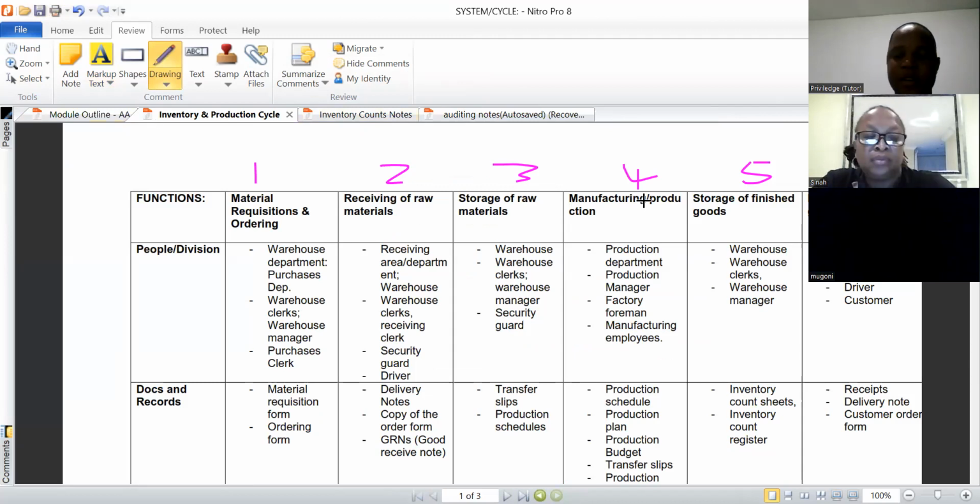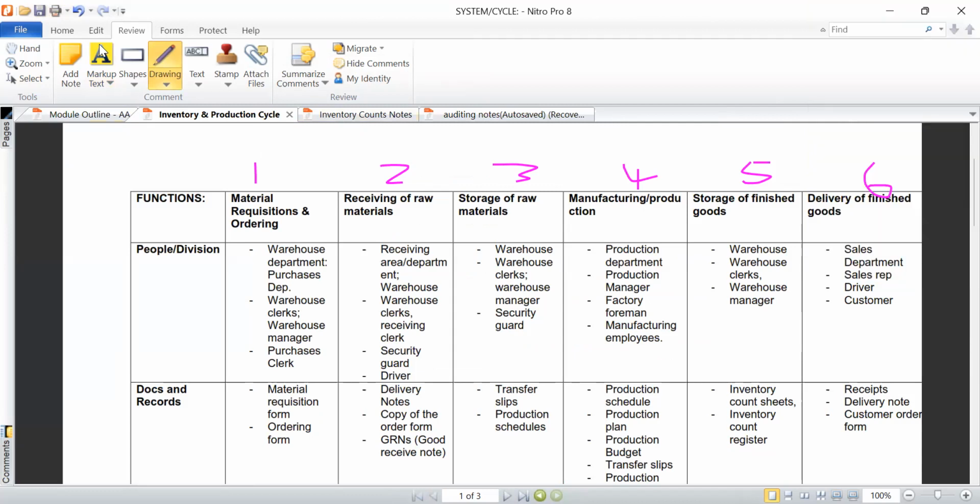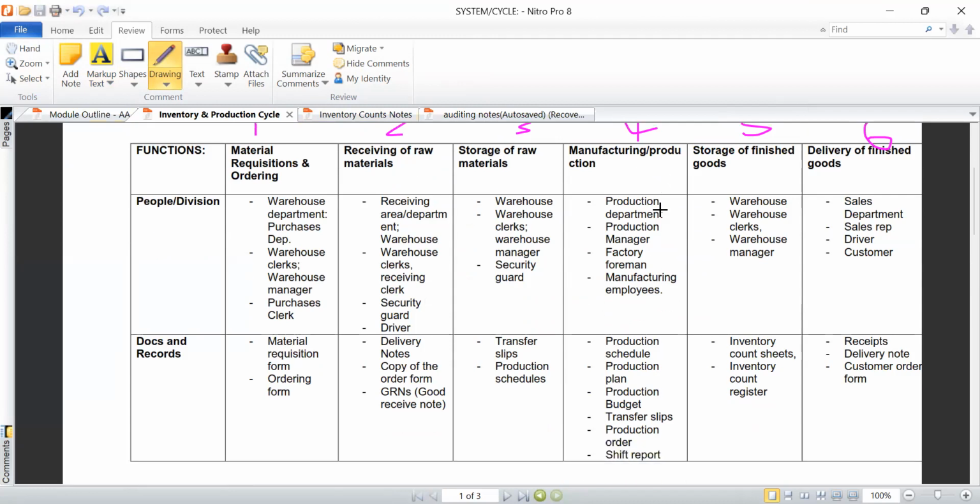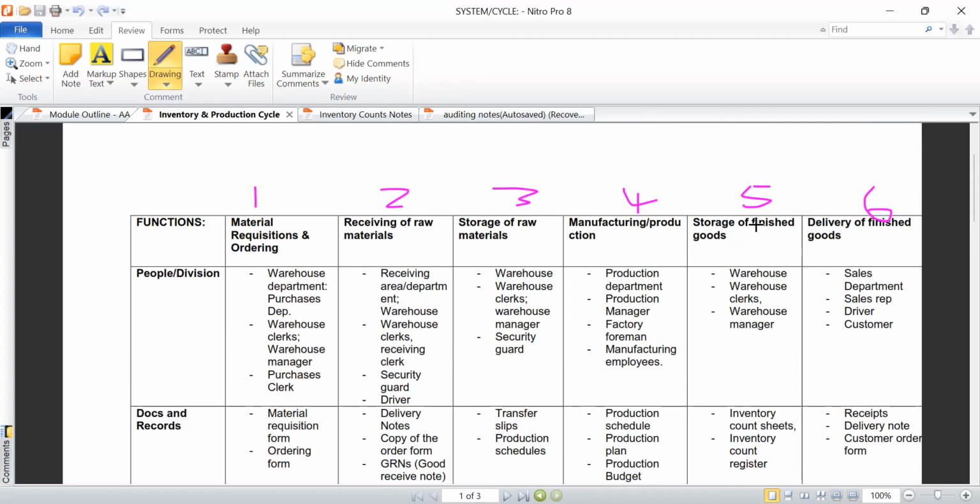So the six important functions which you need to take note of are the following. Number one, it starts with material requisition. Number two, it is followed by receiving of raw materials. Number three, followed by storage of raw materials. Number four, followed by manufacturing or production of the actual inventory items. Number five, followed by storage of finished goods. And lastly, the delivery of finished goods to the end user.